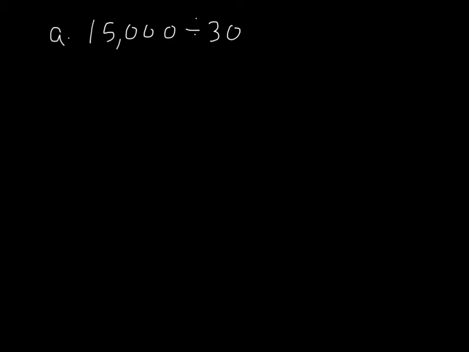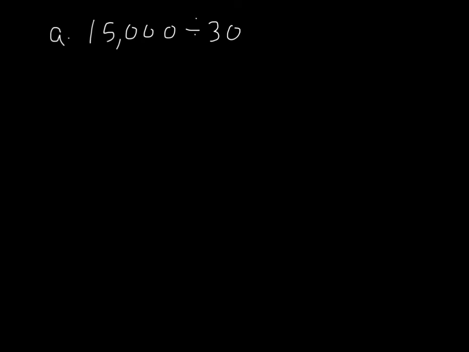I want us to take a minute now to look at dividing by numbers that are multiples of 10, 100, or 1,000. So earlier we divided by 10 or 100 or 1,000, but this time I'm actually dividing by a number like 30, for example, which is 3 times 10. And so 15,000 divided by 30 is our problem.